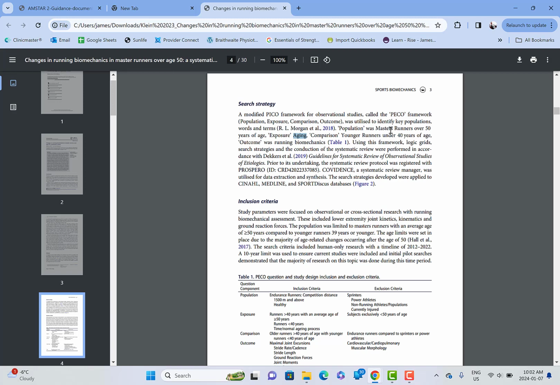The population was runners over the age of 50. That's how they define Masters runners. And the comparison group, the C in our PICO, was runners under the age of 40. The intervention, as I mentioned, was actually the exposure to age. So I guess at least a 20-year spread, or at least a 10-year spread, I should say. Runners at least younger than 40 and at least older than 50.